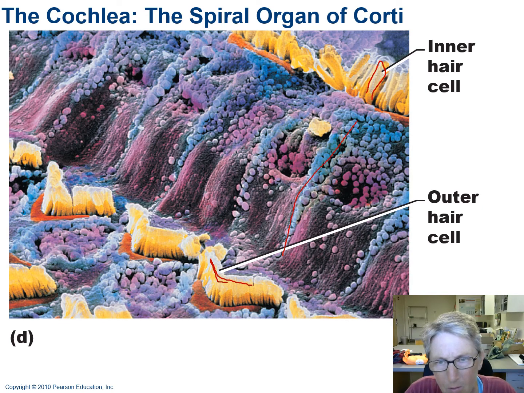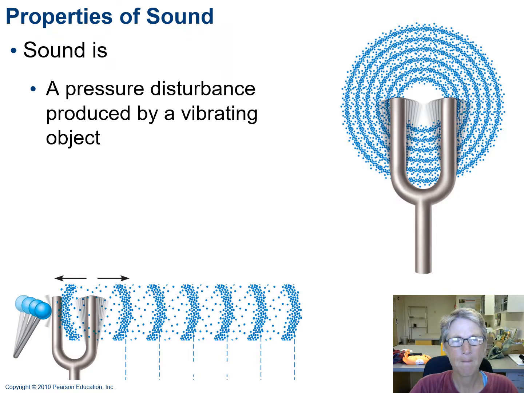So I think this would be an inner hair cell, and here would be the stereocilia of the inner hair cell. All right, so let's talk about some physics, shall we? Properties of sound. Sound is a pressure disturbance produced by a vibrating object.